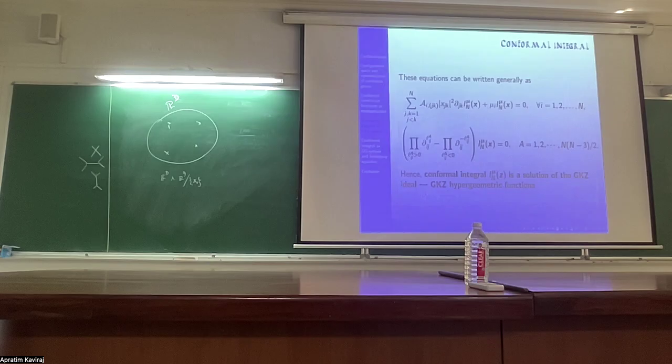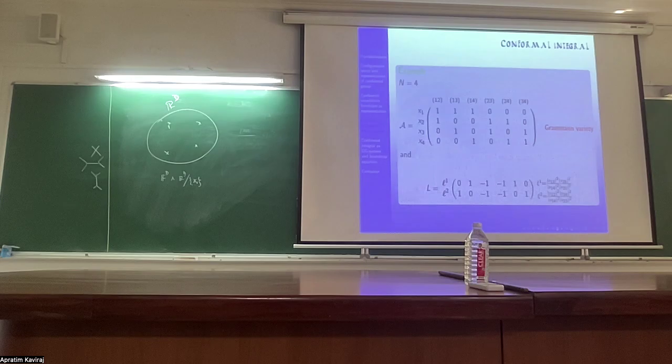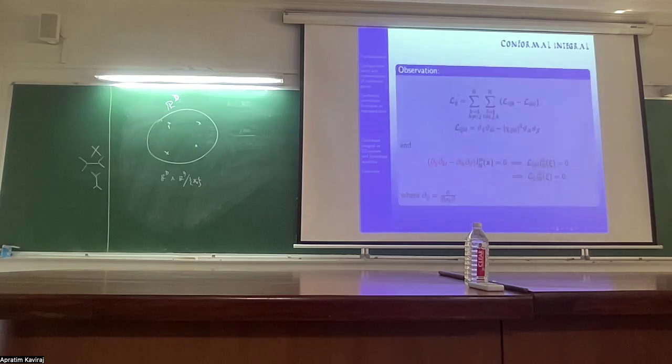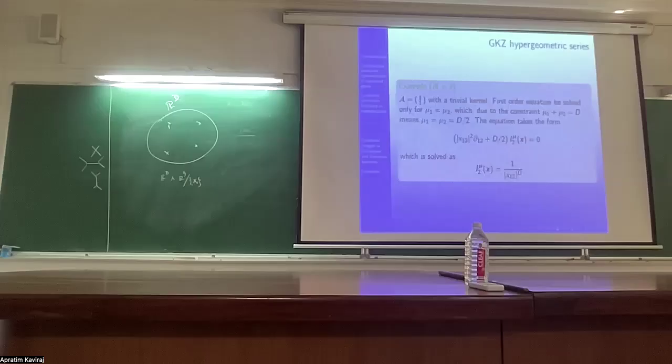So these are the equations, and these are called the GKZ generalized hypergeometric system, and their solutions are GKZ hypergeometric functions. So now we have mapped the whole problem of the conformal integral to a GKZ problem, which is the solution requirement. This turns out to be exactly the toric variety with the Grassmann variety. You can think of this as the hyperplane sections and all, but I'll not get into that. So that's very important.